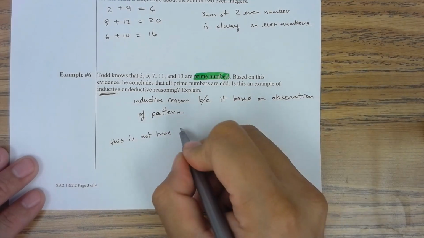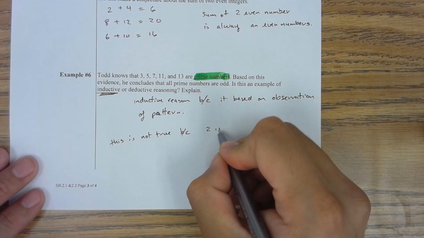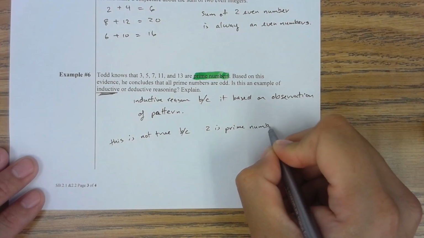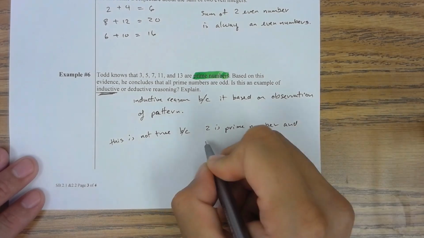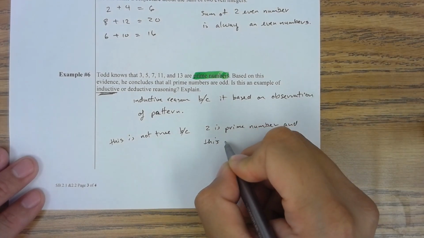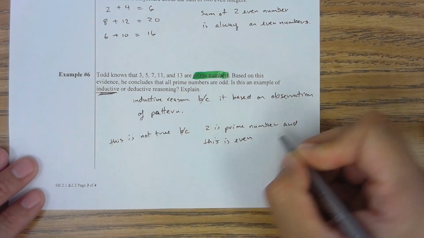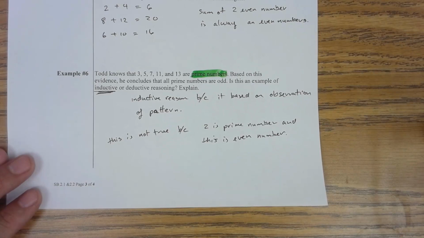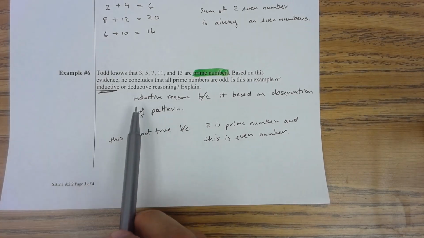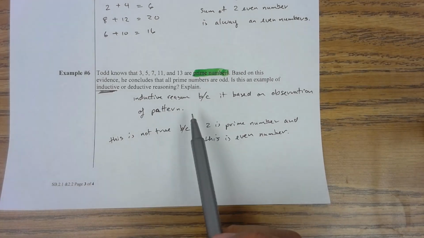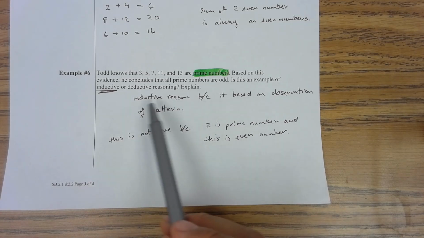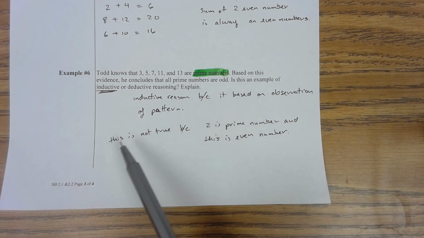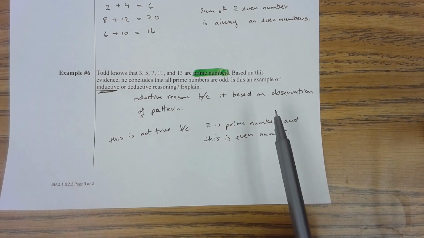Okay? Because 2 is a prime number and this is an even number. You know? So just like I mentioned before, inductive reason is just a prediction. It may or may not be true. Inductive reason is just based on observation of what you see, and sometimes what you see is not always true.